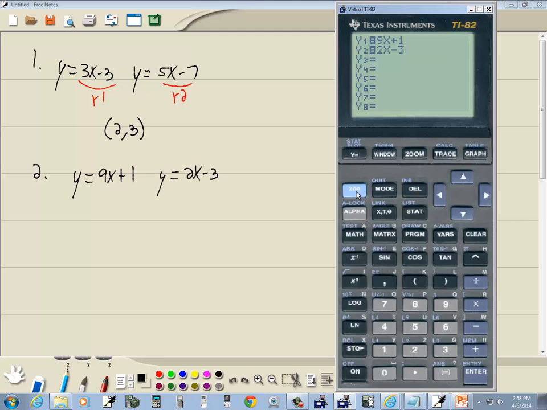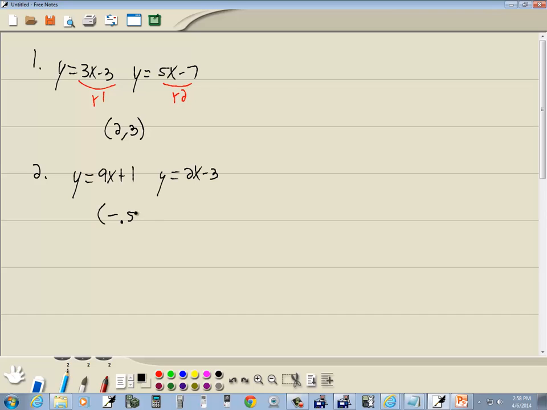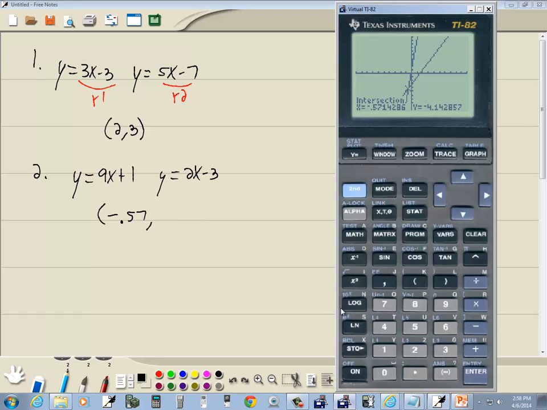Now we're going to do the intersect, so we'll do second trace and choose 5 for intersect. There's our first one, and there's our second one. It looks like they're intersecting at about -1, -4. Anyway, I'll press enter on first curve, enter on second curve. My cursor is actually pretty close to the intersection right now, so I'll just press enter. Okay, we got -0.57, I'll round to 2 decimal places, comma, -4.14.